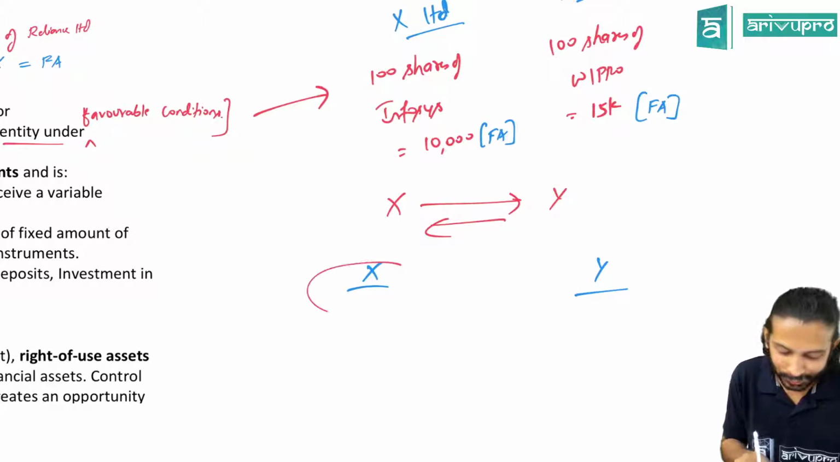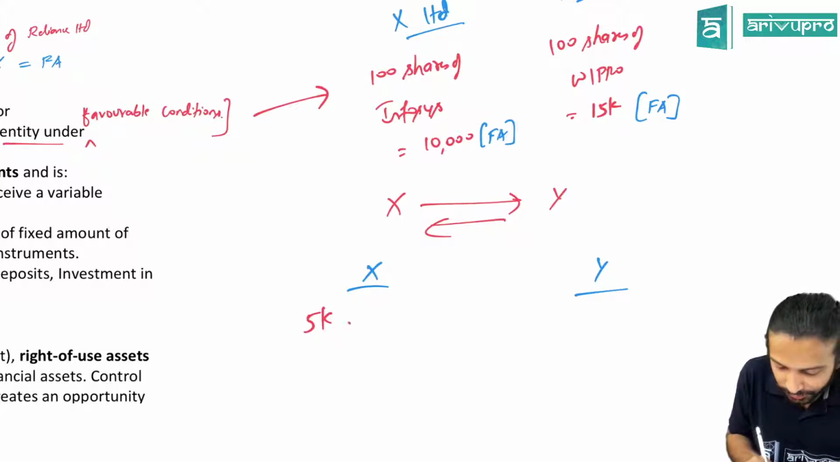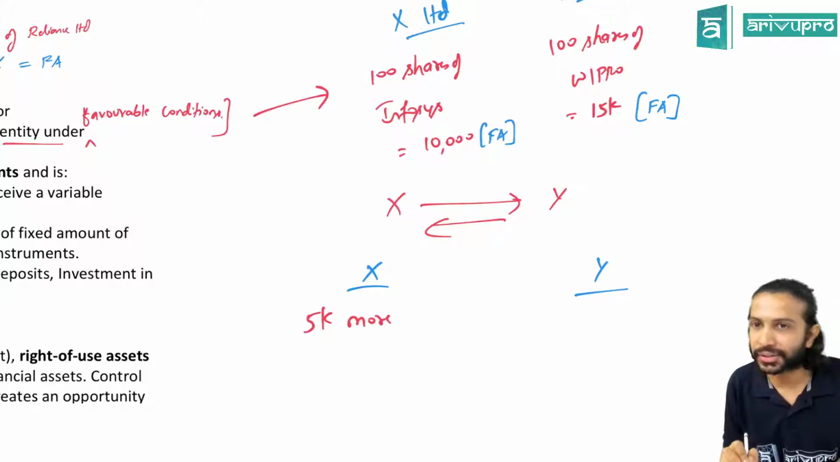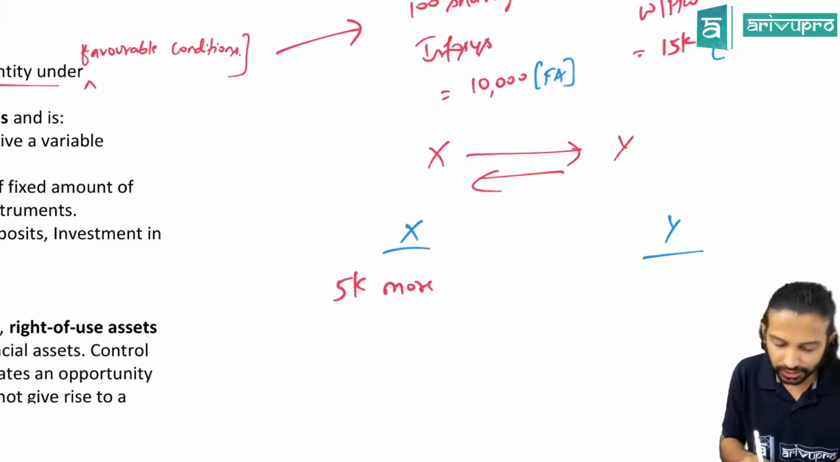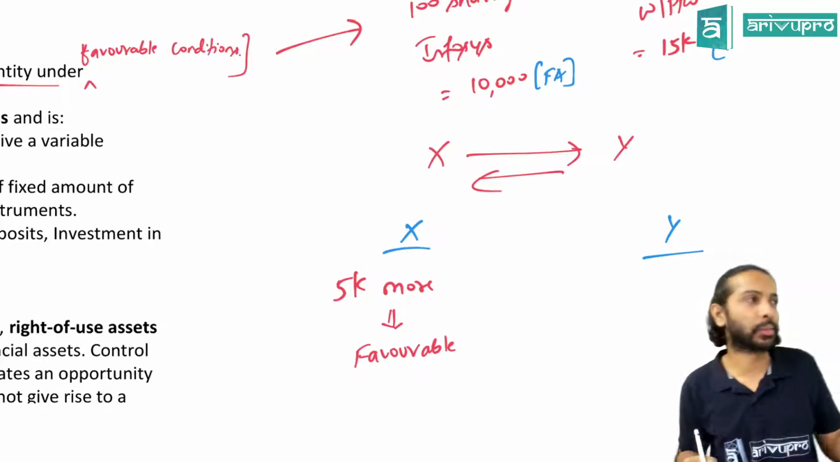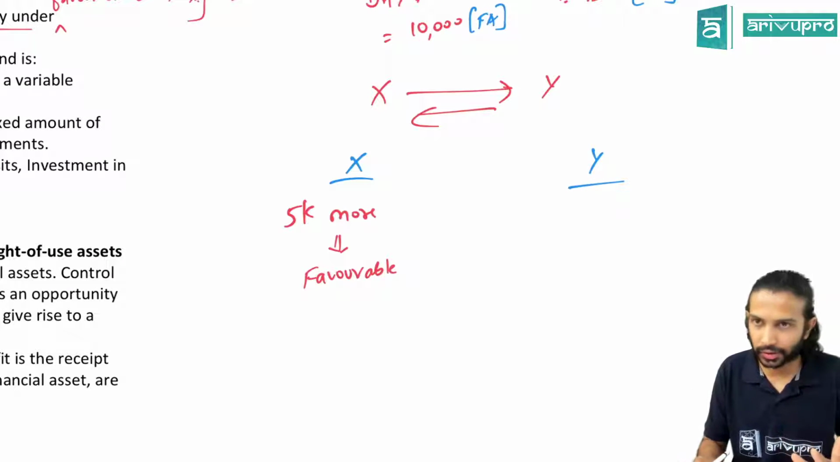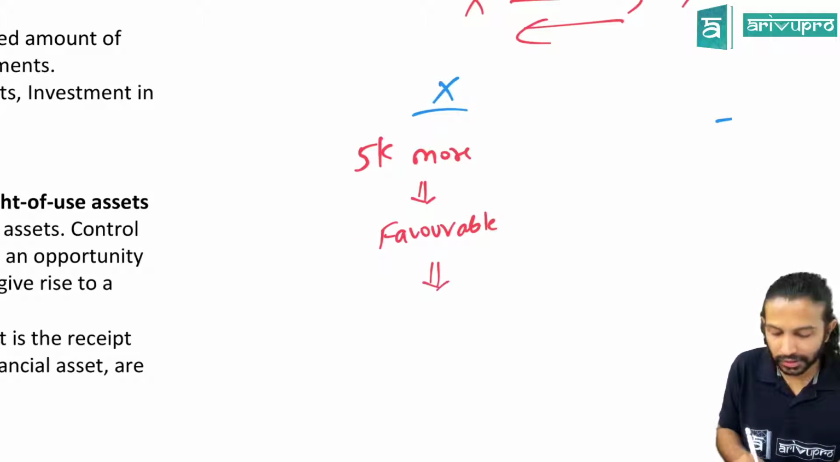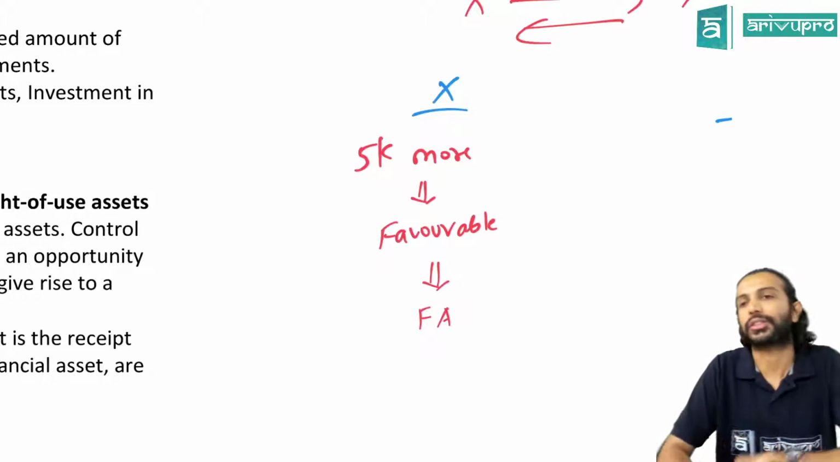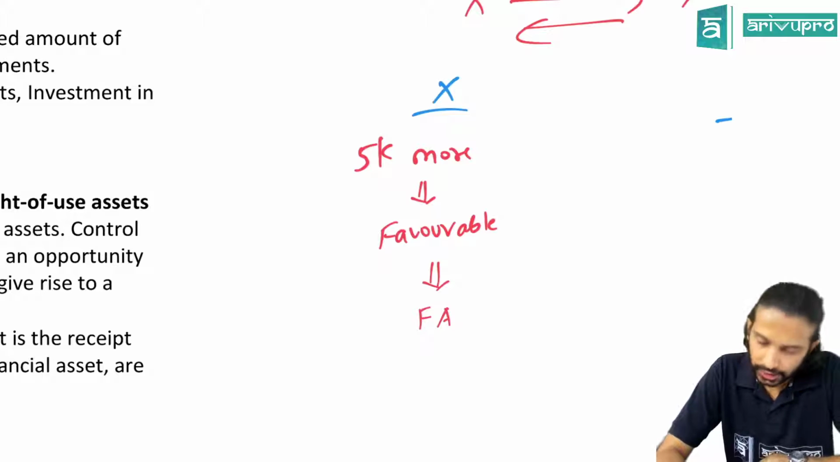Now happy face. For whom? For X, it's a happy face. That means they are getting 5,000 more due to this exchange. That means it's a favorable condition. Favorable for X, unfavorable for Y. If it's favorable for one, for the other party it will obviously be unfavorable, right? Let's stick to favorable. If this is favorable, then such a contract will be treated as a financial asset. So the 5K will be treated as a financial asset.